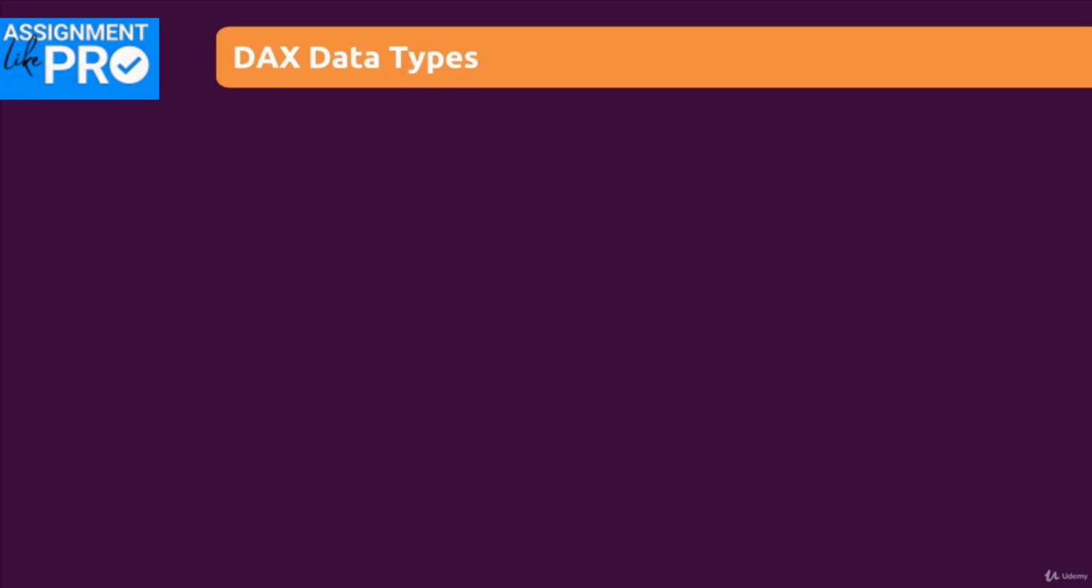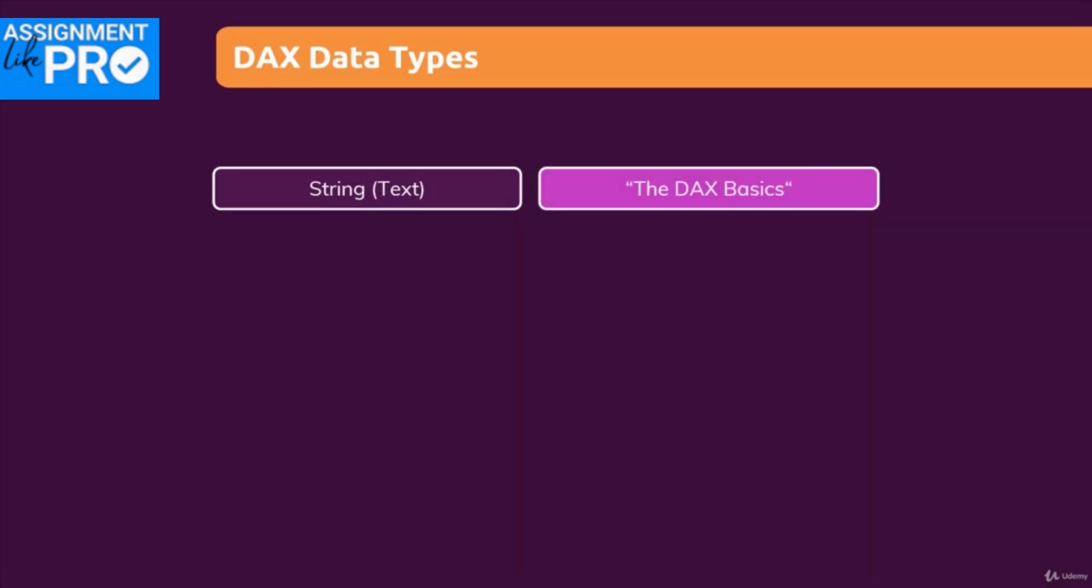DAX can deal with multiple data types. One data type we saw already is the so-called string, or text as an alternative, in the DAX basics, for example, a simple string. We saw an application example already with our concatenate formula, where we combined two strings into a new one.